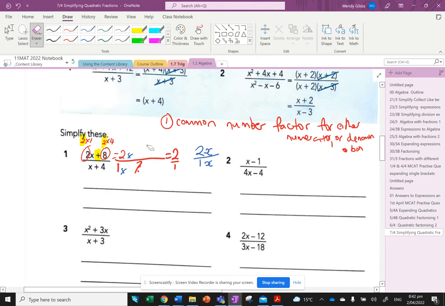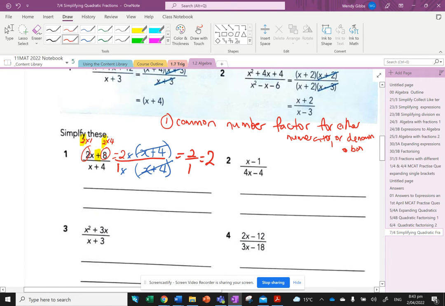So I'm going to look at this again like that. I have a common bracket. I have x plus 4 on both the top and the bottom. And so I'm going to cross it out. x plus 4 divided by x plus 4 is 1. And so that leaves me with 2 over 1, which is just 2.